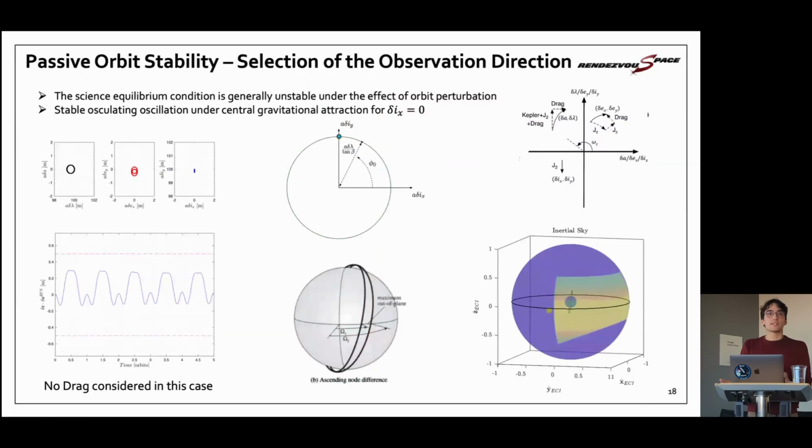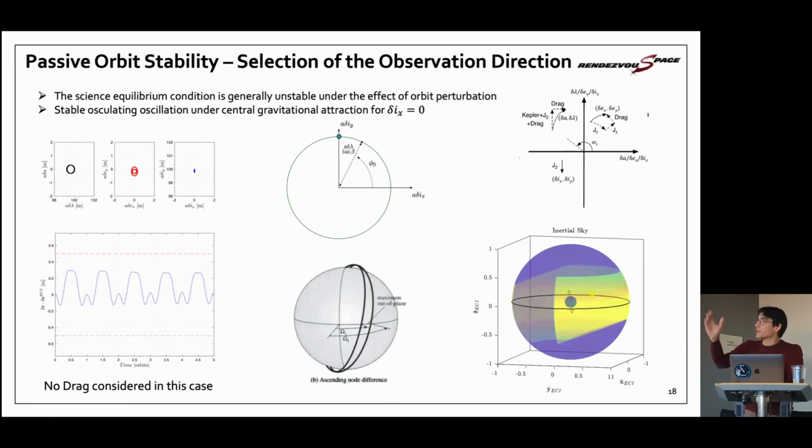Okay, let's talk about the stability of the science orbit instead. Under perturbations, the equilibrium condition that we found before on the ROEs is obviously not a stable condition. Perturbations such as J2 and drag can induce a deviation of these ROEs. So we need to compensate for this, right? However, there is a way that we can actually constrain the observation direction so that we end up in a frozen relative orbit, at least against J2 perturbations.